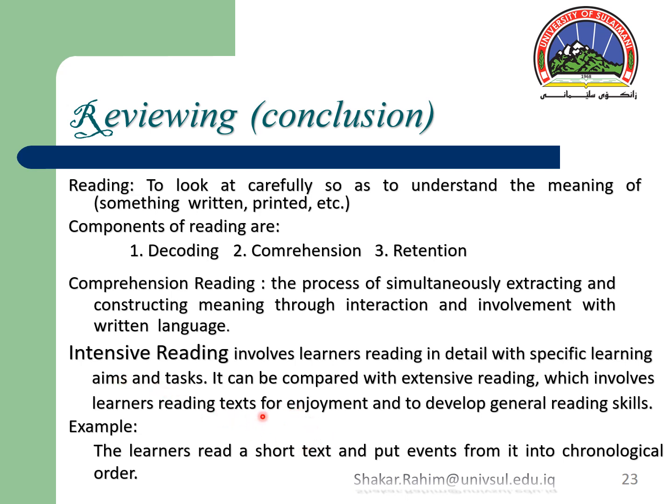Extensive reading usually is when you read the text for enjoyment and to develop general reading skill. And the example is when the reader reads the text and orders events from it chronologically. Well, this is an example of skimming. When you skim, you get the gist and the main idea, so you know that this event has happened at the beginning or in the second or the third. So you give them chronological order. Chronological order means when things come in the right order: first, second, third, fourth.